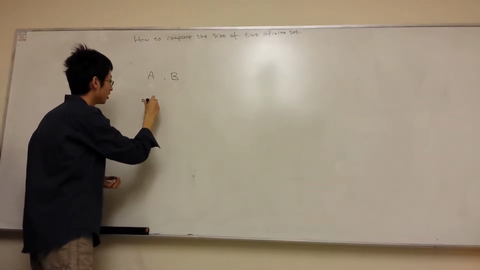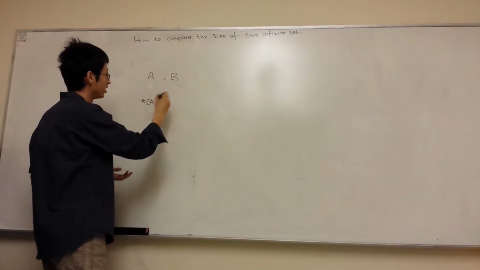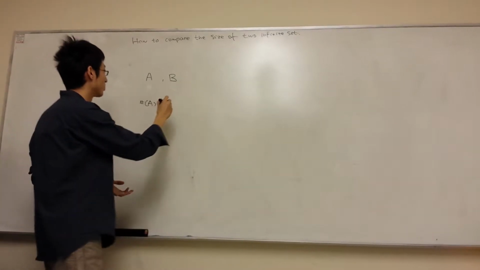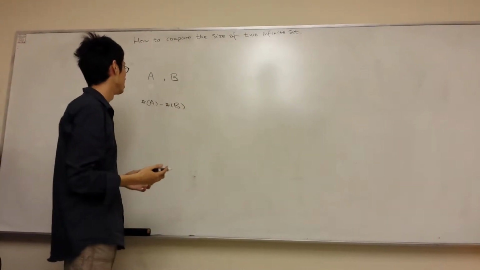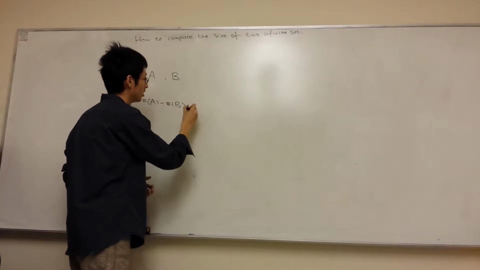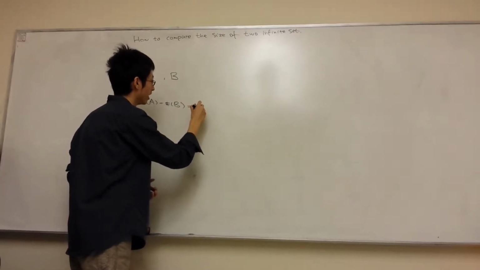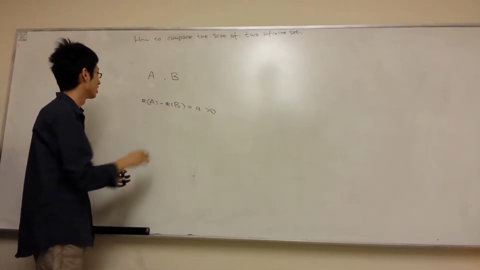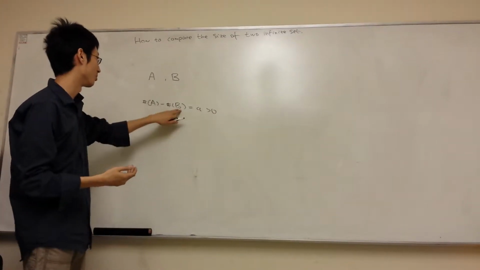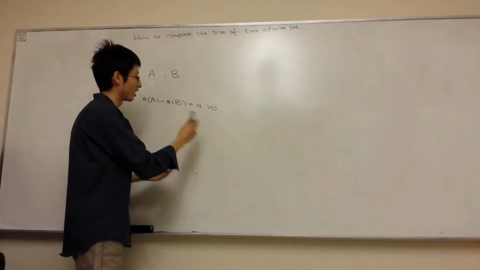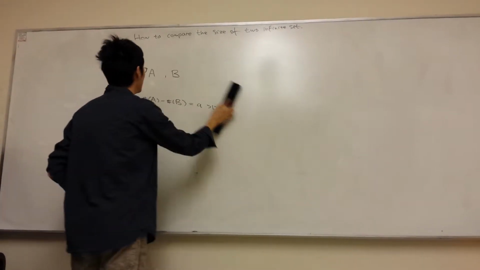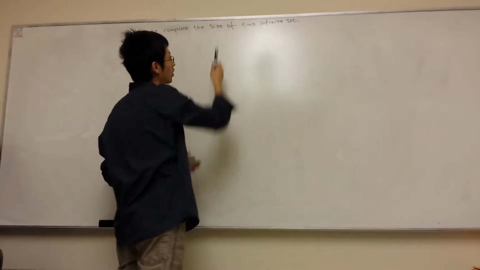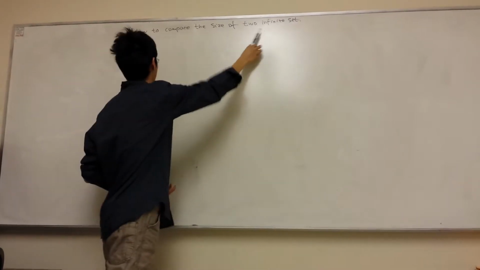Say the cardinality of A, minus the cardinality of B, and then we get a finite number, say N. If N is positive, we say A has a larger size than B, and vice versa. So we need some definition for the size, or the cardinality, of an infinite set.